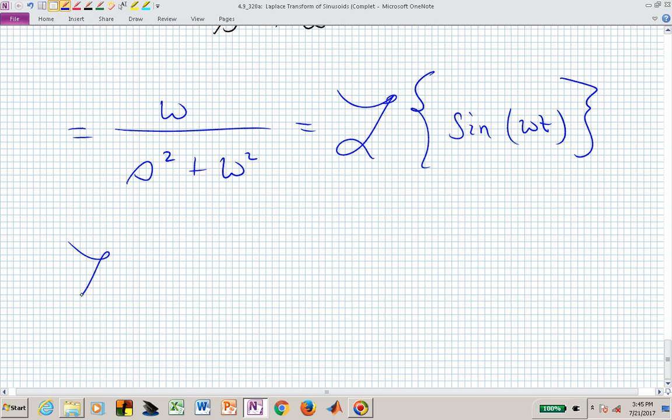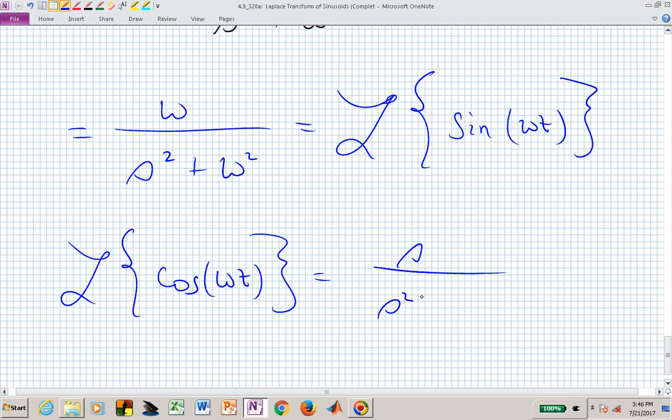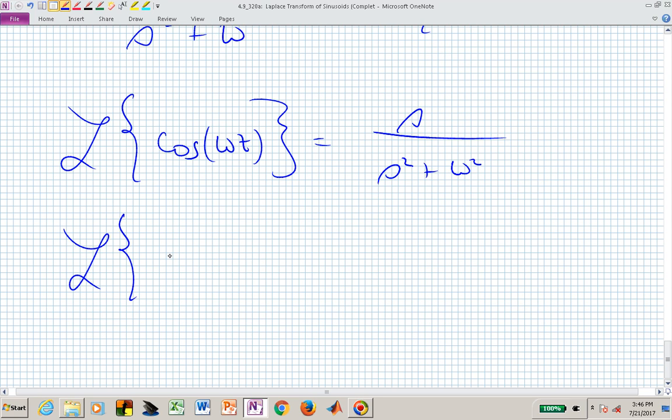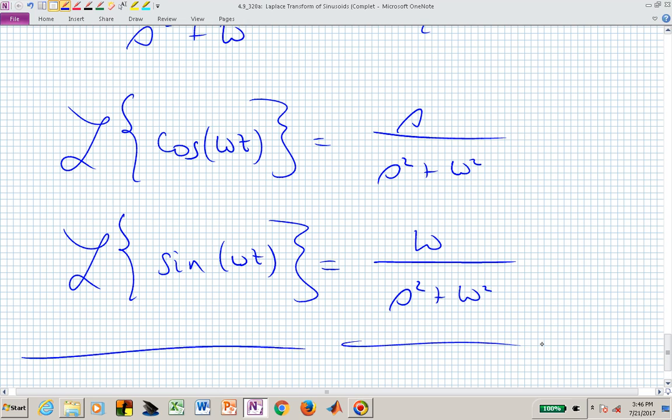Or in summary, the Laplace transform of cosine omega t is s over s squared plus omega squared, and the Laplace transform of sine omega t is omega over s squared plus omega squared. And we will be using that and its exponentially damped form throughout the rest of this course, so you need to be very comfortable with that set or pairs of Laplace transforms.